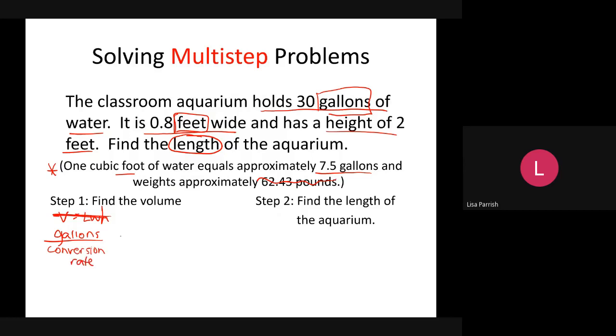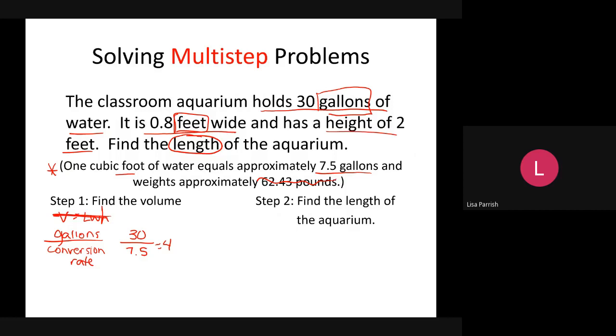Okay, so I have 30 gallons. It tells me the aquarium holds 30 gallons, and I need to divide that by the conversion rate of 7.5. So in your calculator, do 30 divided by 7.5, and you get 4.